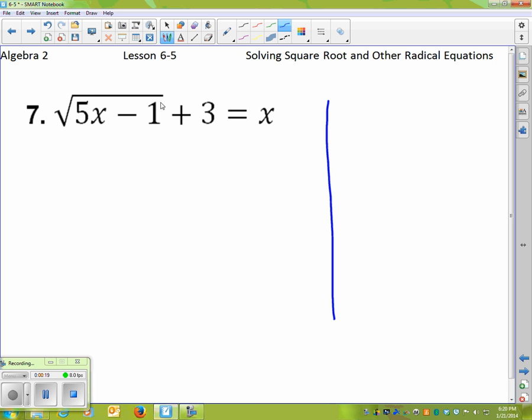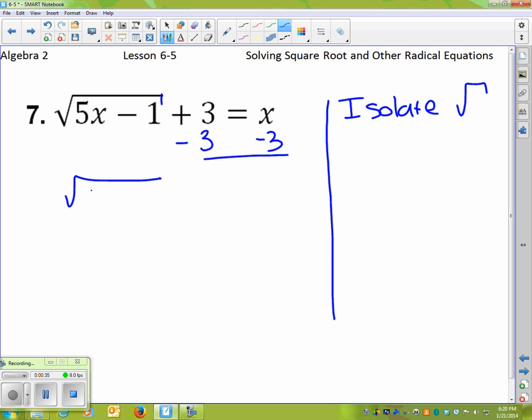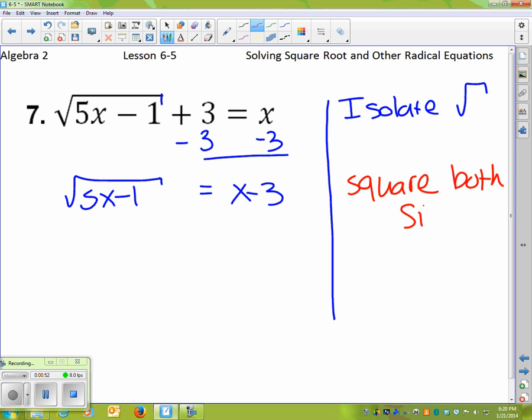The first thing we want to do is isolate the radical. I'm just going to use the radical sign. So I'm going to subtract the 3 from both sides. I have the square root 5x minus 1 equal to x minus 3. Just as before, I'm going to square the square root and do it to both sides.